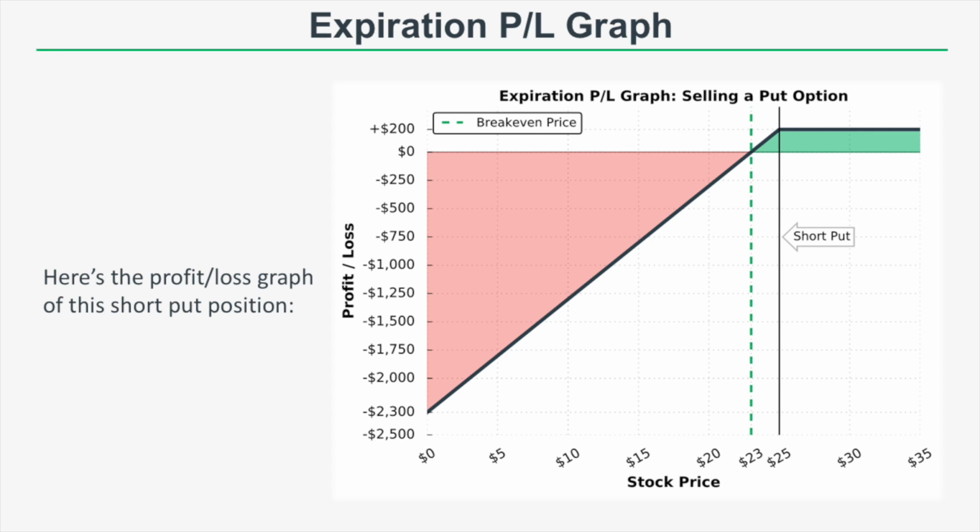Now in the loss category, we do see that we have a bit of downside risk. So the maximum loss potential would be if the stock price went to $0, in which case the maximum loss would be $2,300. That's because that short put will be worth $25 if the stock goes to zero, but since we sold it for $2, we only really lose $23 times that 100 contract multiplier. So the $23 loss times 100 is a $2,300 loss.